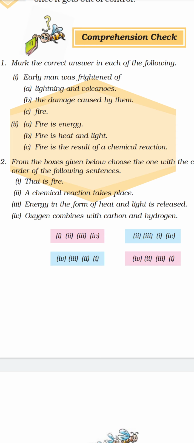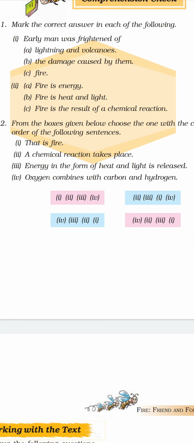The next one is: fire is energy, fire is heat and light, fire is the result of a chemical reaction. So here you have to choose the correct answer. The correct one is fire is the result of a chemical reaction. So now, moving on to the next question.